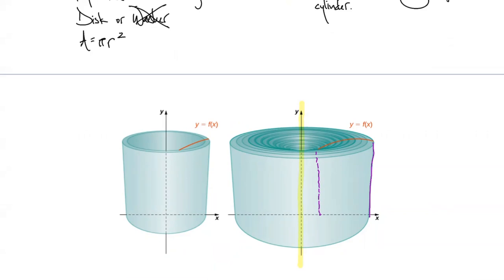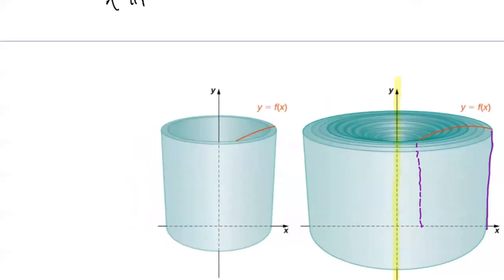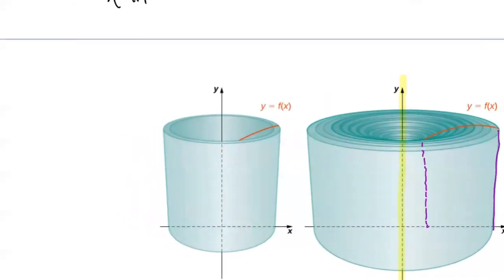What shape do I get? Yeah, we get a rectangle, okay? So I'm gonna draw a rectangle off to the side, all right? So let's imagine that we unraveled this shell and we ended up with a rectangle, okay?